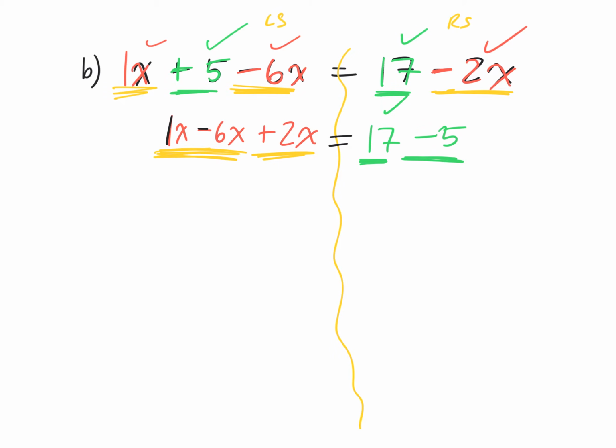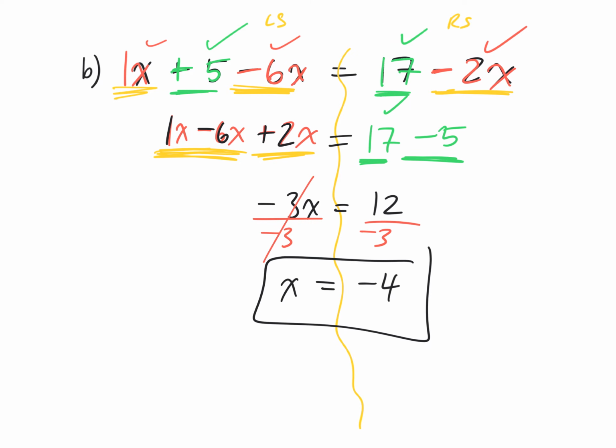What is 1 take away 6 plus 2? -3x. 12. So what do I have to divide both sides by? -3. X is equal to -4.